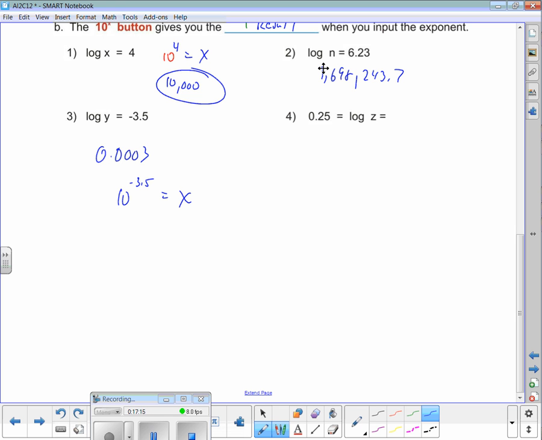10 to the negative 3.5 equals x, which is really 1 over 10 to the 3.5 equals x. And 10 cubed is 1,000. And 10 to the 4th is 10,000. So it's 1 over somewhere between 1,000 and 10,000, which is 0.0003, right? And that's an extraneous equal sign there from your first edition notes.